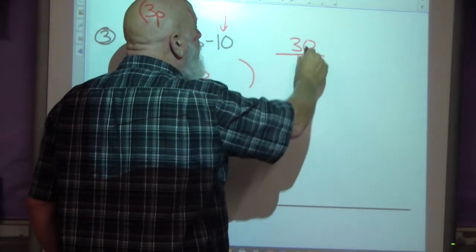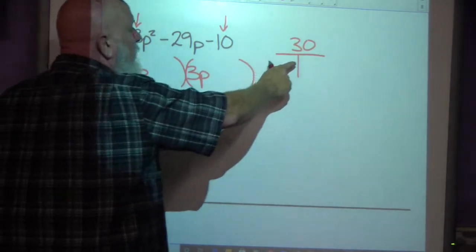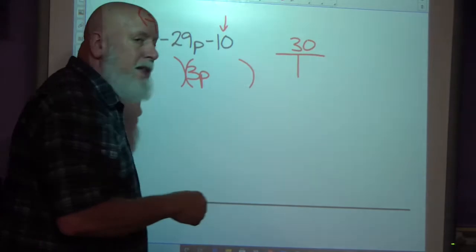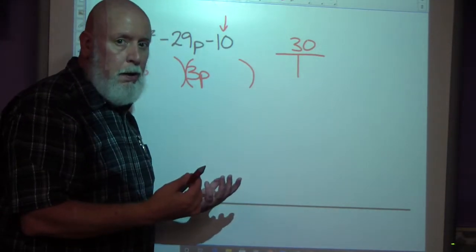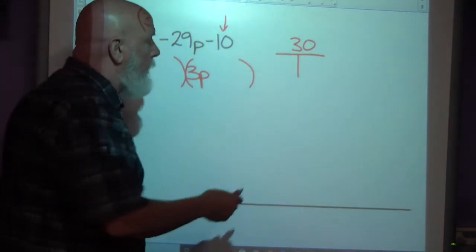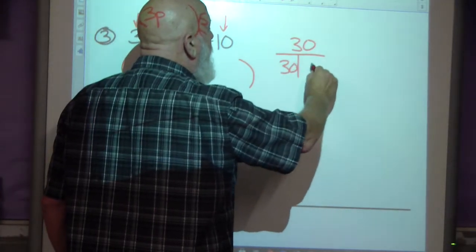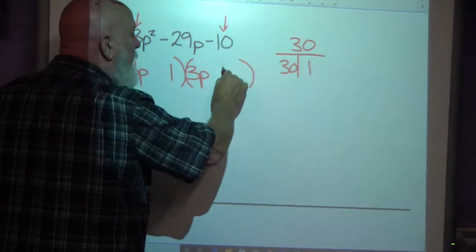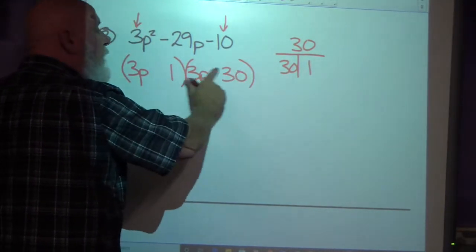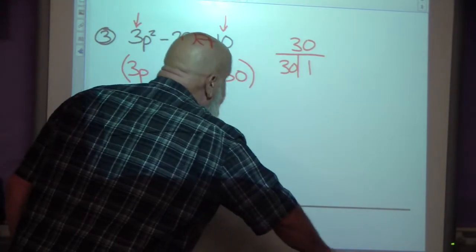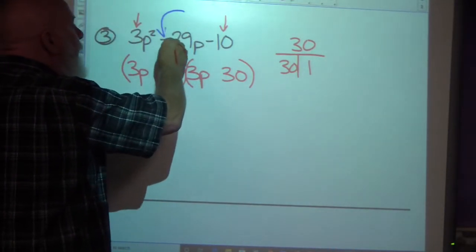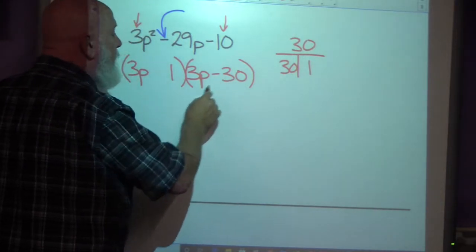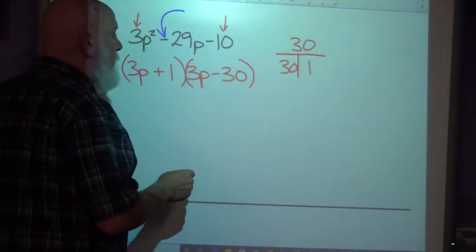Ignore the negatives, any negative. This is just scratch work. I want factors of 30 that add up to 29. Well, 30 times 1 is 30. 30 minus 1 is 29. So I'm going to go with factors of 30 that are 30 and 1. Doesn't matter where I put them. I'll put 1 here and 30 here. I could put 30 here and 1 here. What matters is they add up to negative 29. The only way that can happen is if the 30 is negative and the 1 is positive.